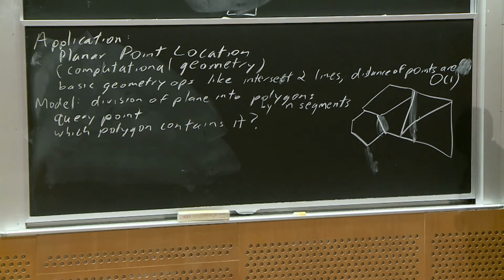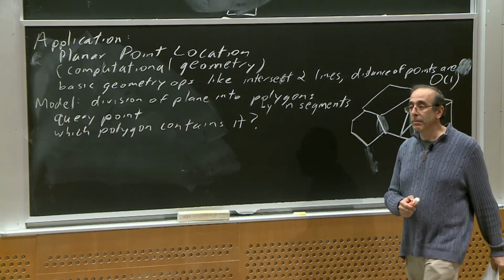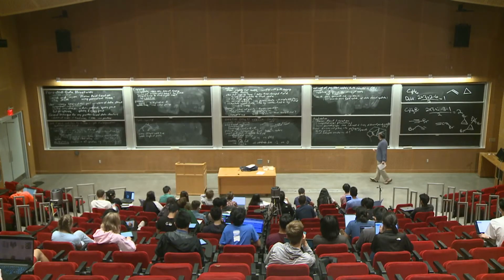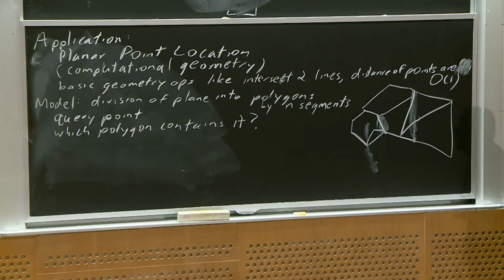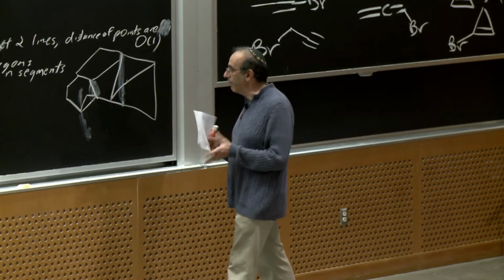Yes? Polygons, are they convex? No, there is no restriction on the form of the polygons. I can have any shape of polygon that I want. In computational geometry in general, you always triangulate things so that you only have to worry about triangles, but that's not important for this particular application.